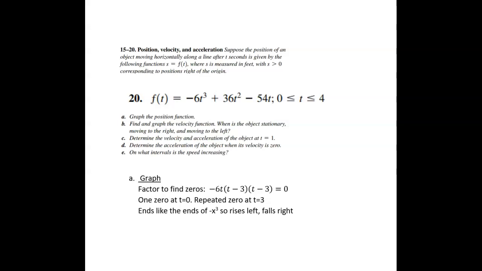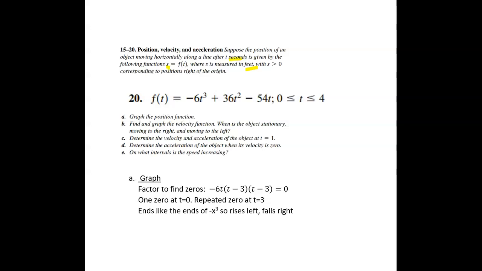This is problem 20 from our textbook, and it says, suppose the position of an object moving horizontally along a line after t seconds is given by the following functions. S equals f of t, where s is measured. Now, s is typically what we use. This s here usually means position. That's our function. S is measured in feet with s greater than 0, corresponding to positions to the right, and t is in seconds. So since this f of t is our position function, that represents feet.